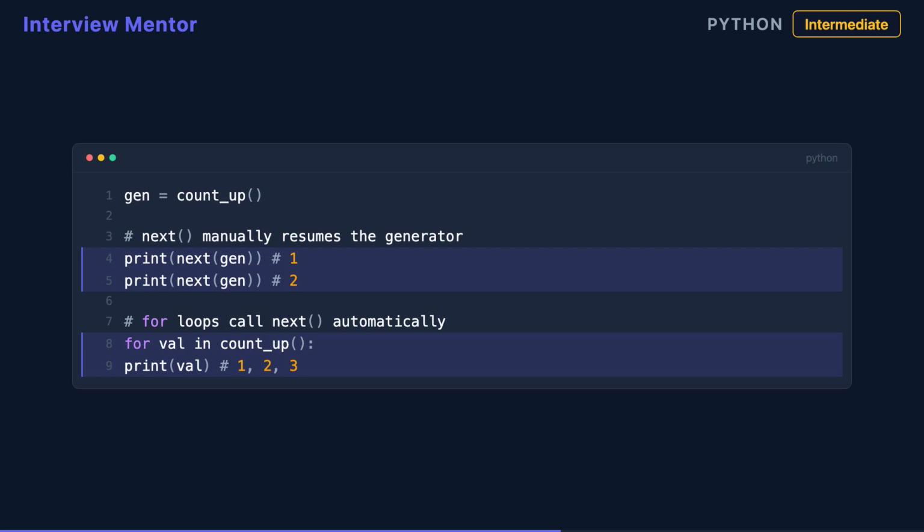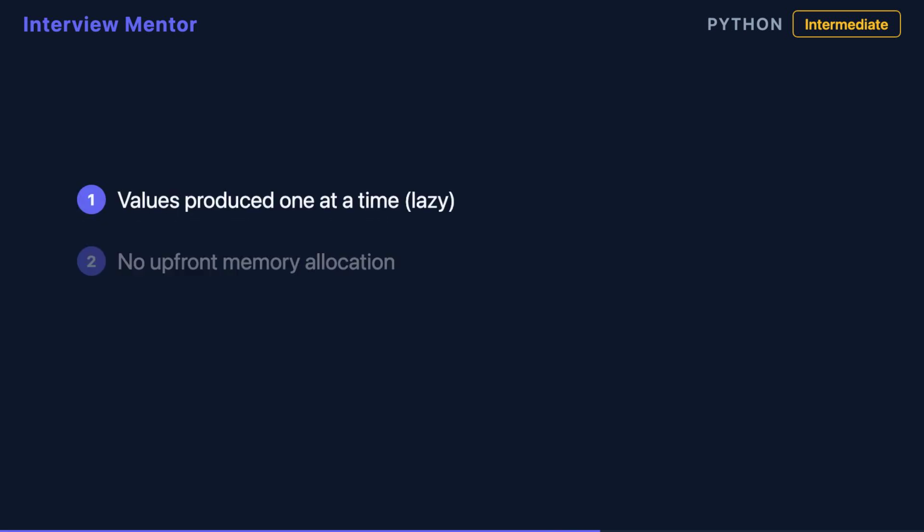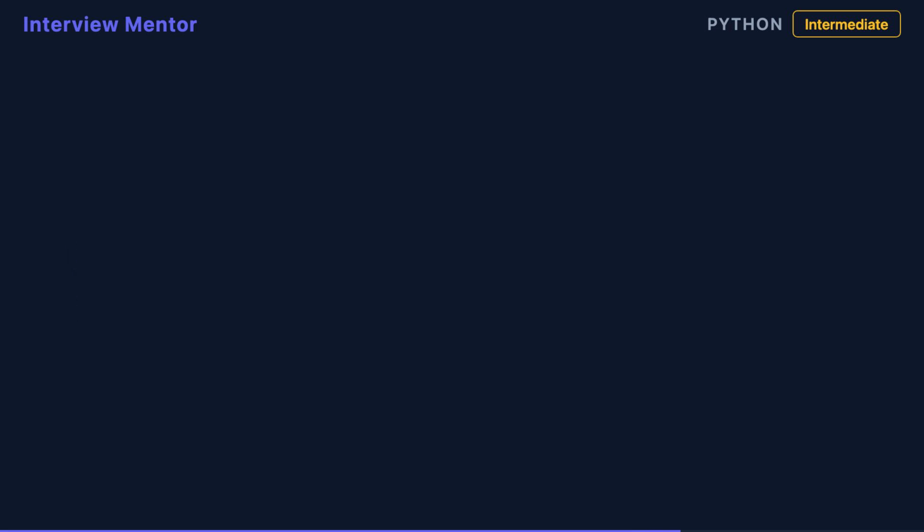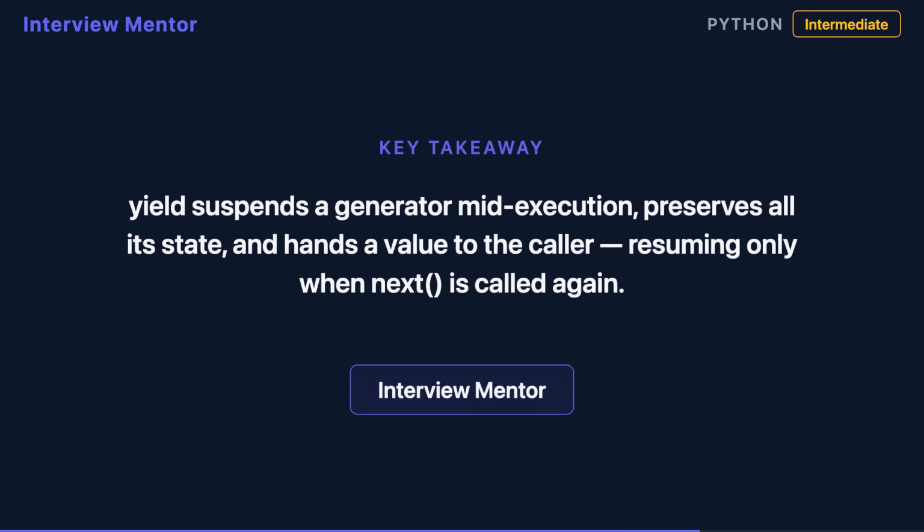Generators implement the iterator protocol, so they work seamlessly in for loops too. Generators evaluate lazily. They produce one value at a time, only when asked. This makes them incredibly memory efficient for large or even infinite sequences. Yield pauses a generator, preserves its state, and returns a value, making generators the go-to tool for lazy, memory-efficient iteration.